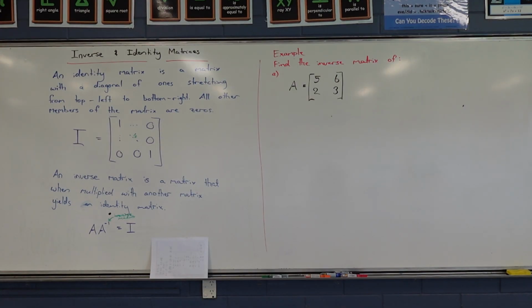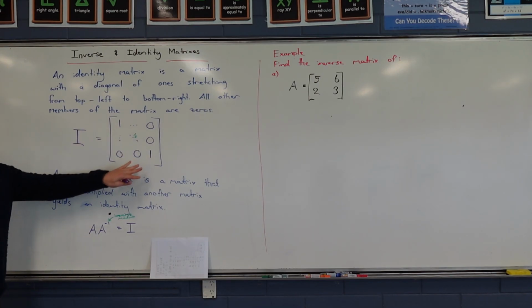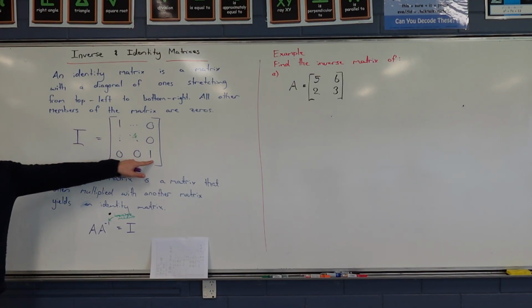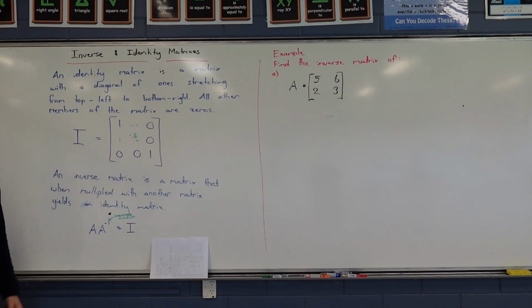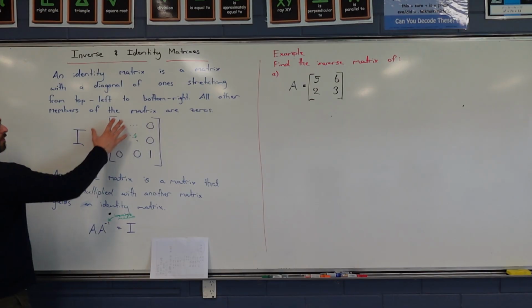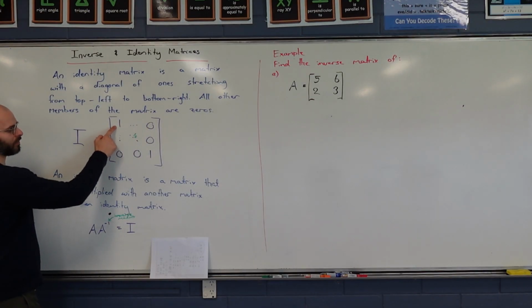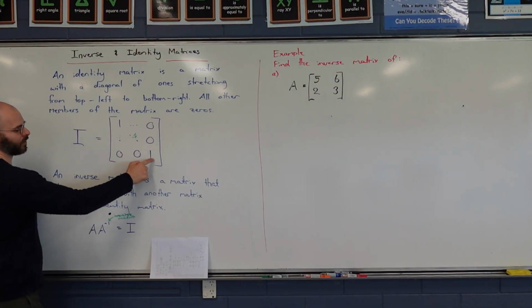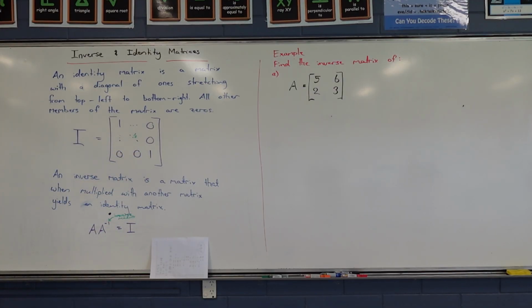So the identity matrix is just a matrix where everything's zero except for a diagonal of ones starting from the top left to the bottom right. It can be any size: a 2x2, 3x3, 4x4. Everything's zero except the diagonal from the top left across to the bottom right, which is all ones. So that's an identity matrix.